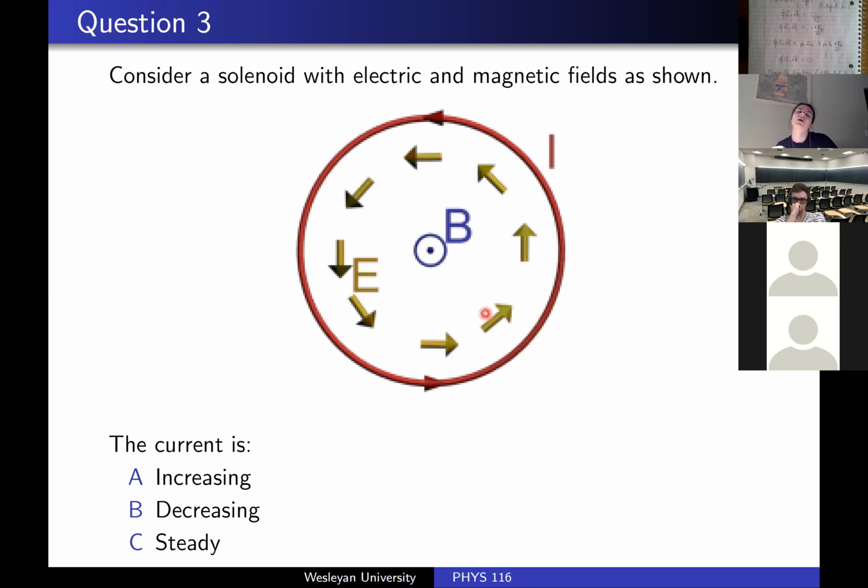I know now that we have 4 Maxwell's laws, it's a little tricky. We have to think carefully about which one is appropriate.